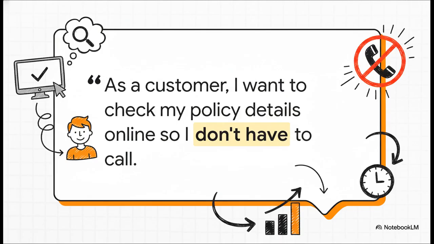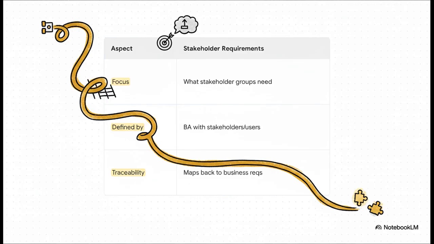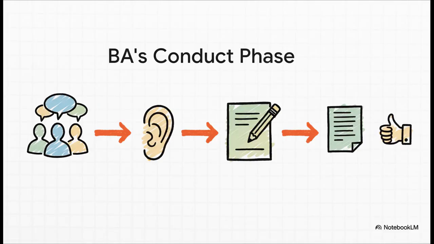See the connection? So you see, a stakeholder requirement isn't just some random item on a wish list. No, it's a specific need that directly serves that big business goal we defined right at the start. Our golden thread is getting stronger. Now, to find these needs, BAs jump into the conduct phase. And this is a real skill. It isn't just about asking questions. It's about active listening, running workshops to get people talking, and using all these cool techniques to draw out what people really need, not just what they say they want. And then, of course, they write it all down and double-check it to make sure they got it right.